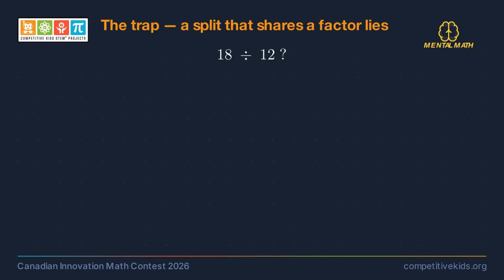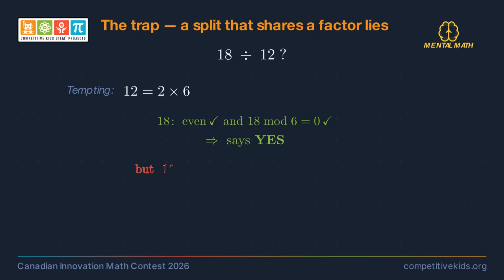18 divided by 12. Here is the tempting test. 12 is 2 times 6. 18 is even, and 18 mod 6 is 0. That means remainder 0. So this test says yes. But 18 is 12 times 1.5. 18 mod 12 is 6. So 18 is not divisible by 12. Why did the test lie?